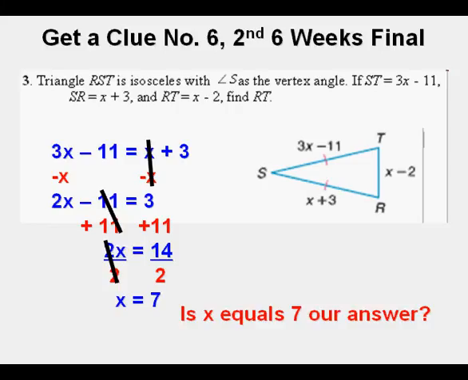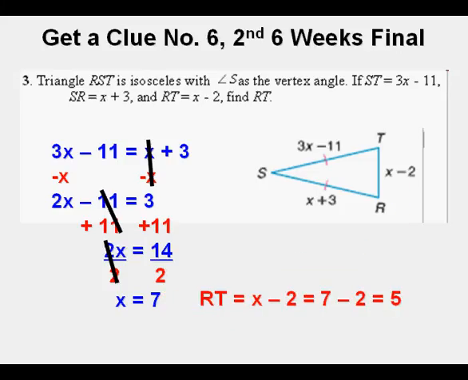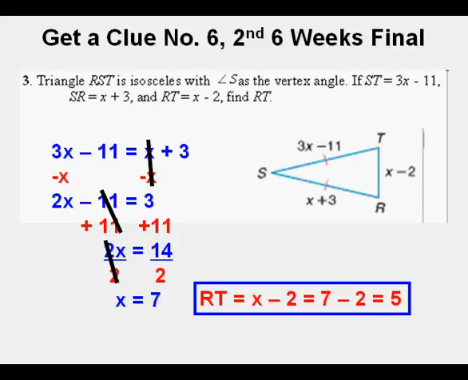Is that our answer? No, it's not. We need to find RT. Go back to the original problem. So we have to plug in 7 for x. So line segment RT is x minus 2 equals 7 minus 2 equals 5. So our answer is 5, and that is our final answer.